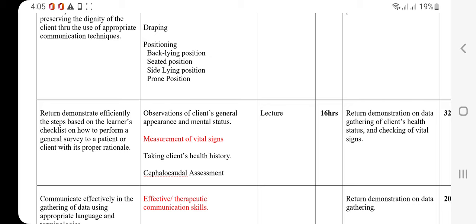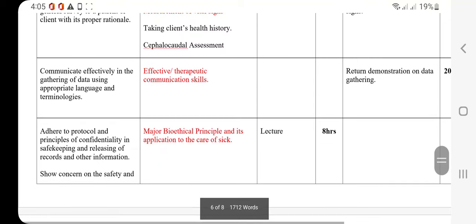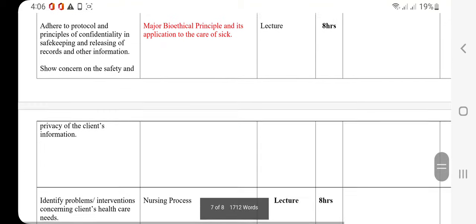Actually, itong measurement of vital signs, i-add ko na lang siya para sa information ninyo. But itong may vital signs is mostly nakikita po siya or nadidiscuss po siya sa ating fundamentals of nursing. But dito naman, sa atin, sa lecture natin, I will add na lang din yung ating measurement of vital signs para you have the idea of the normal and abnormal variations of our vital signs. For the effective and therapeutic, kaya po siya naka-red is remove na po yan siya because it is integrated with your fundamentals of nursing.